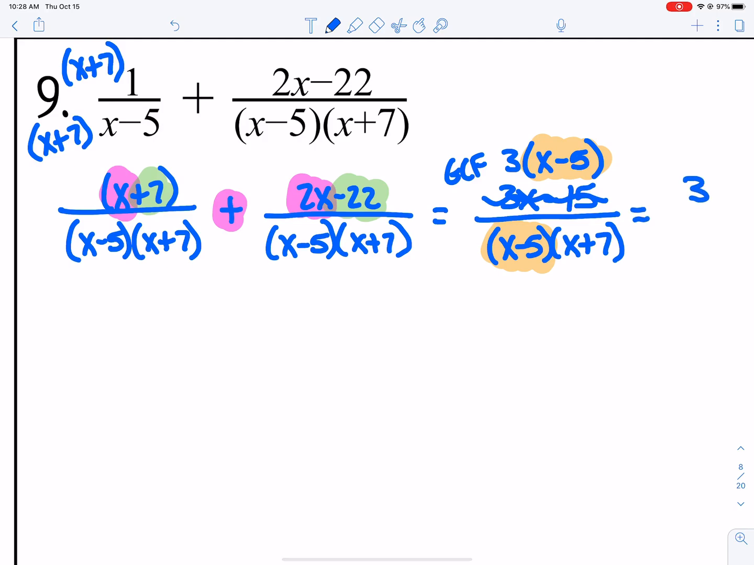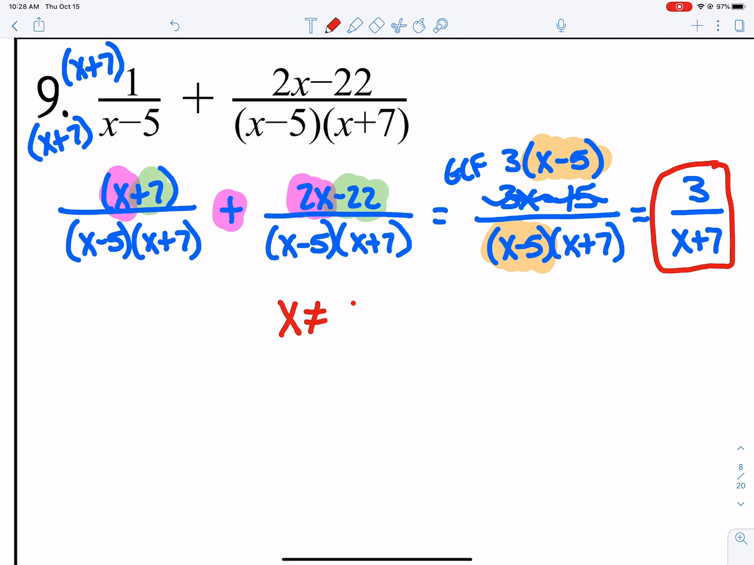So we're able to simplify just a little further and say that our most simplified form of our answer is just 3 over x plus 7. And then we leave it like that. And then looking back at our denominators, we have x minus 5 and x plus 7. So x cannot equal 5 or negative 7 would be our restricted values.